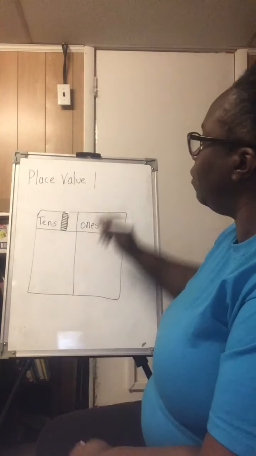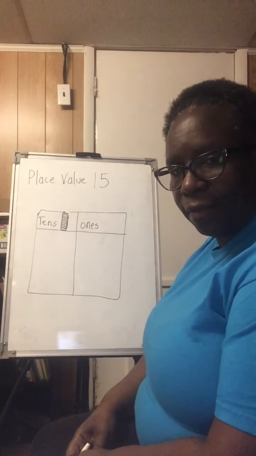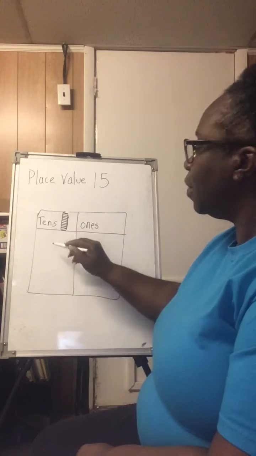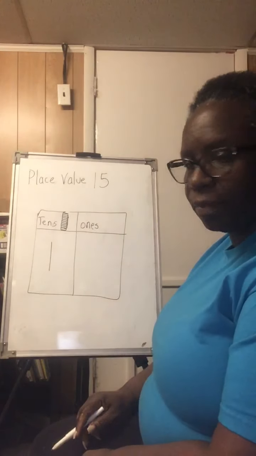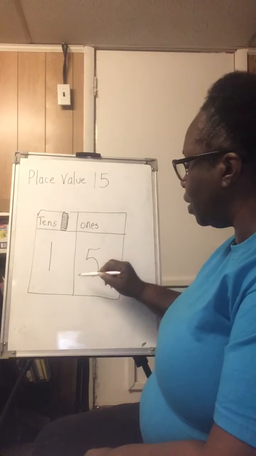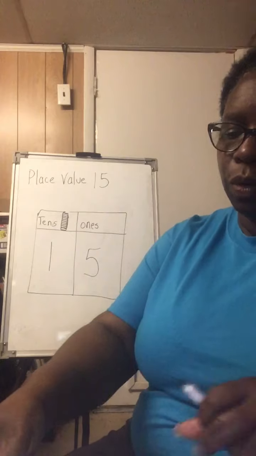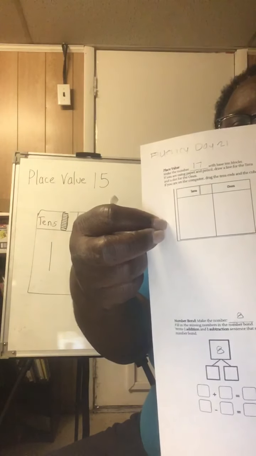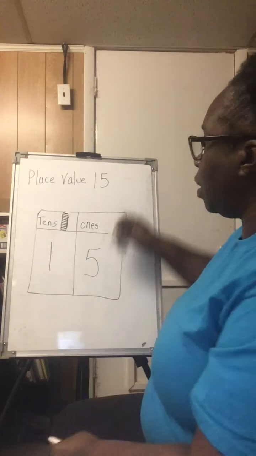How about if I gave you 15? How many would you have? 1 10. And how many ones? 5 ones, which makes your 15. And that is how you would work your first number in your fluency sheet, your place value.